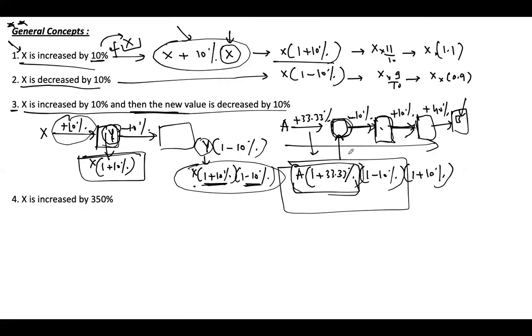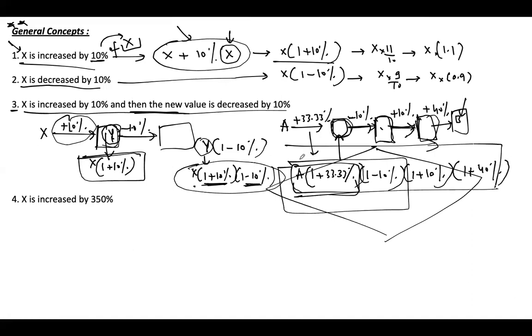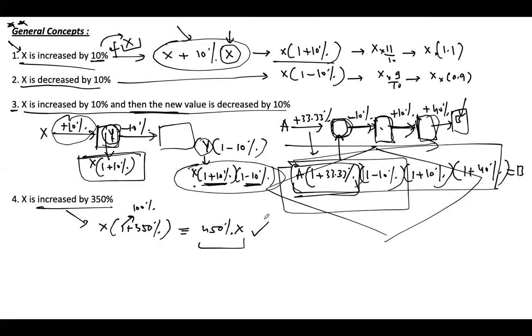10%. Now you have reached here, and this value is now increased by 40%: 1 plus 40% is equal to B. Very good. Similarly, X is increased by 350%. X into 1 plus 350%. 1 is equivalent to 100%, so this would be 450% of X. Very good. I would say this is very important. Don't forget.